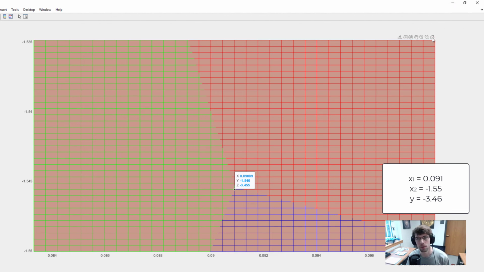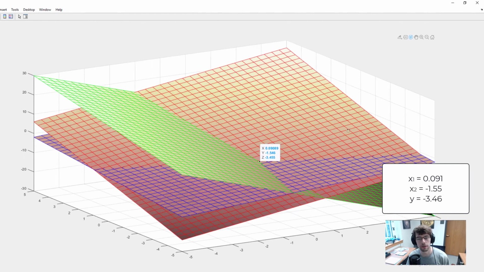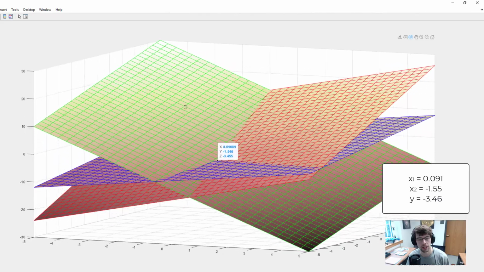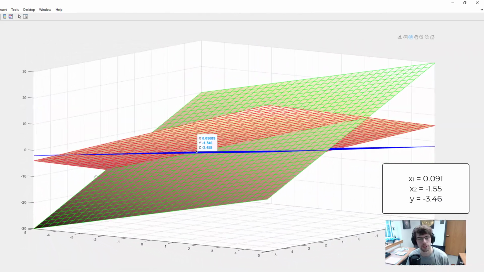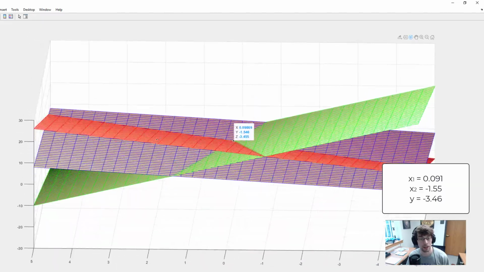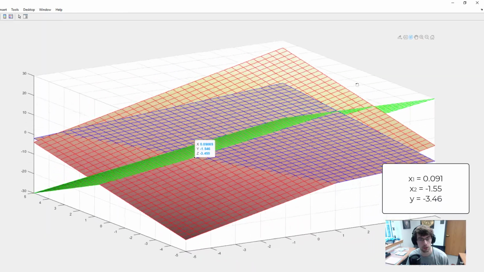Let's go back home, so you can hit the home button. And the same thing, if you want to keep examining and rotating, you can get a feel for where these three planes intersect. Keeping in mind, you're not guaranteed necessarily that they all intersect at the same location.